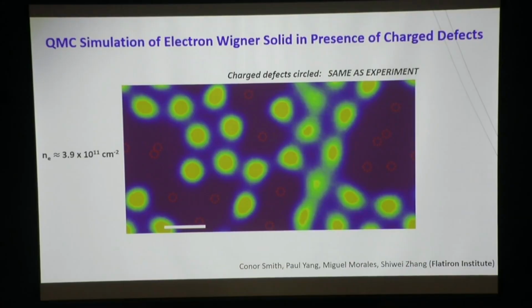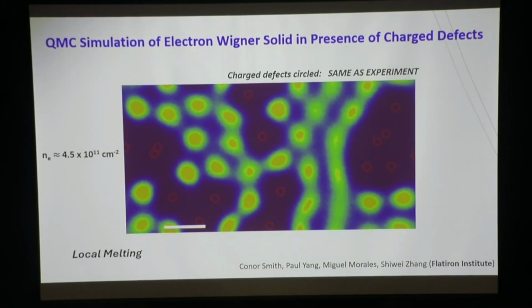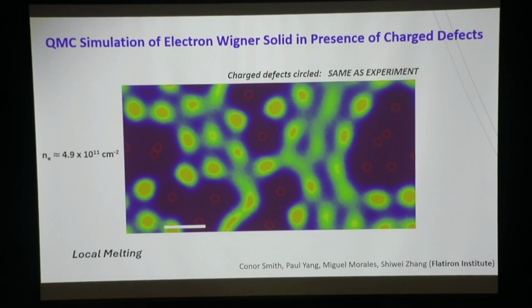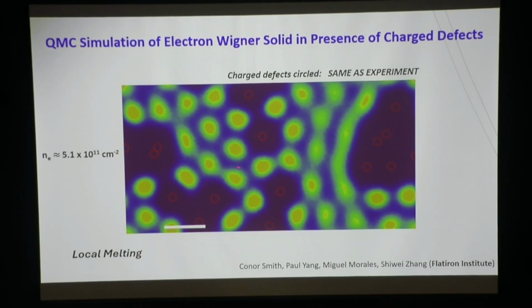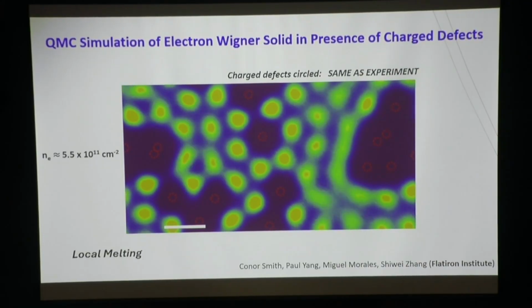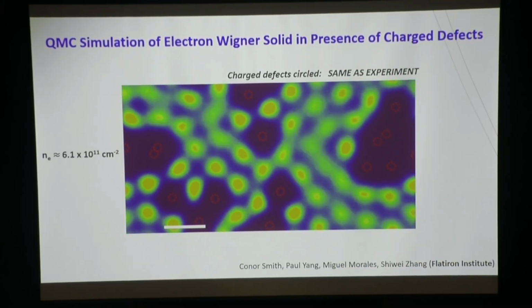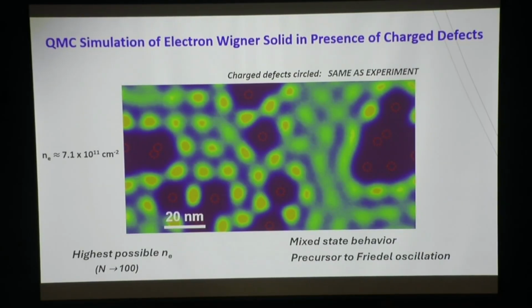Now let's add more electrons. And so this is all the results of their theory, the quantum Monte Carlo. And it looks a lot like what we saw experimentally. Here you can see the pearl necklace is starting to form around the defects. This is the precursor to a Friedel oscillation. Now let's add more electrons and more and more. And let's go to the highest density of electrons. And so here is the highest density that they could handle, 7 times 10 to the 11 electrons per square centimeter. And you can see that they have a liquefied region here, and they have a solid region here.